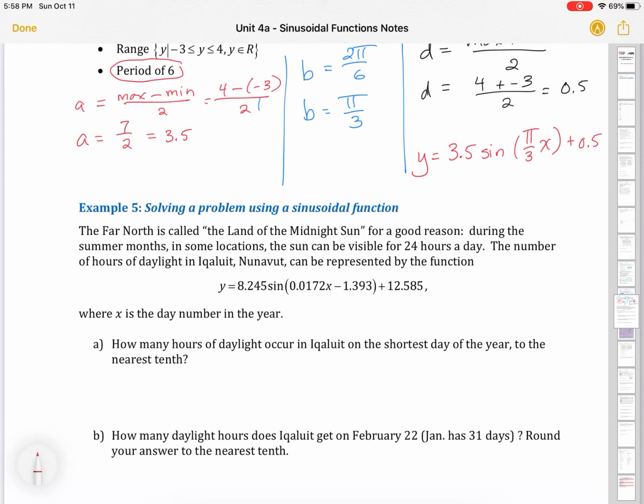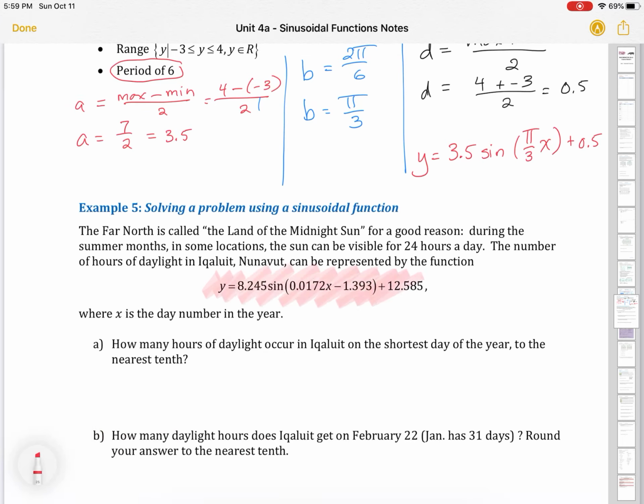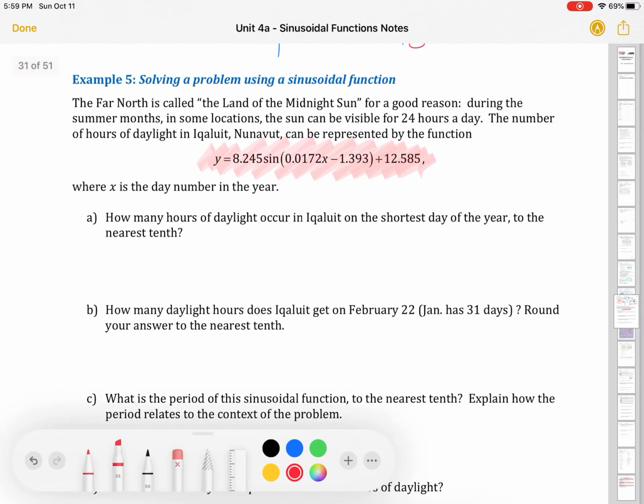Example 5. Solving a problem using a sinusoidal function. The far north is called the land of the midnight sun for a good reason. During the summer months, in some locations, the sun can be visible for 24 hours a day. The number of hours of daylight in Iqaluit, Nunavut can be represented by the following function. So we're going to use this function here, which has our A, B, C, and D value, where x is the day number in the year. How many hours of daylight occur in Iqaluit on the shortest day of the year to the nearest 10th?